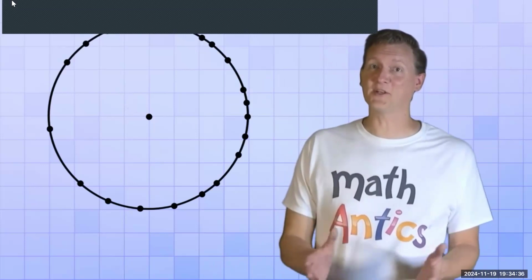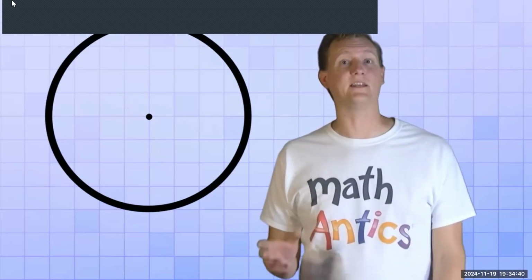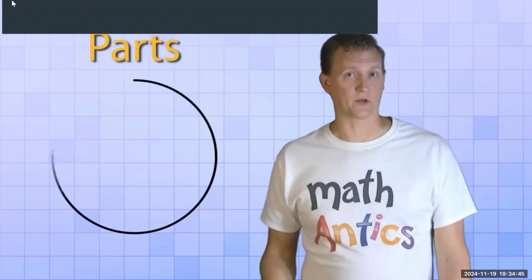But of course, we usually don't see it as a set of points because there's infinitely many of them, so they form a continuous circle. Okay, now let's learn about the parts that make up a circle.